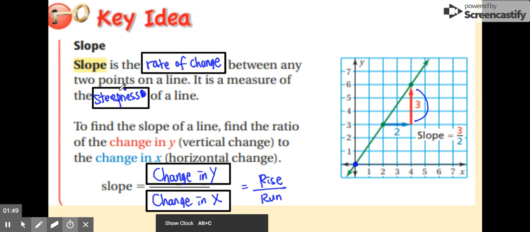And when we're talking about the change, we have to go the same direction. So when you move from A to B, you need to decide in your mind, I'm going to go from A to B. The points are going up by 3, so it's positive. Going to the right by 2, it's also positive. So the slope is 3 over 2.